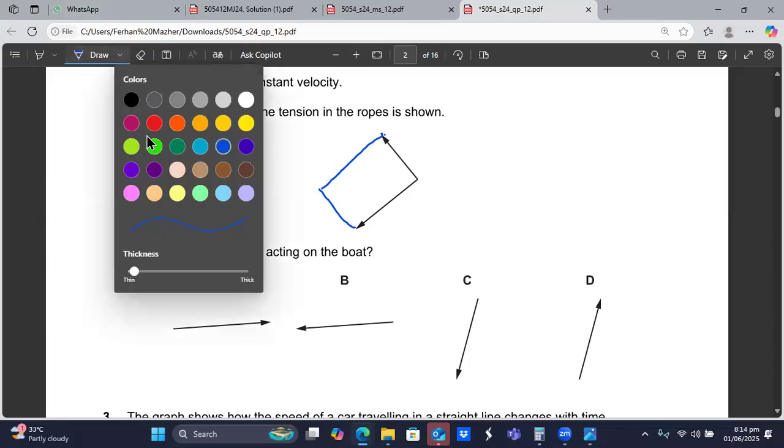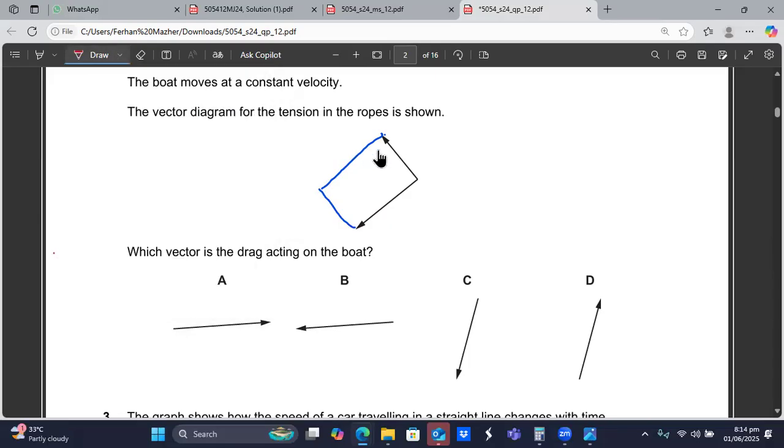Then the resultant vector will be where the tails are joined. When you use the parallelogram law, you put the vectors in such a way that the tails are joined together, and then you complete the parallelogram. You suppose that these 2 vectors are the adjacent sides of a parallelogram. Where the tails are joined, you join that point with the opposite corner of the parallelogram, and that is your resultant vector. So the resultant vector should be in this direction. Therefore, which vector is the drag acting on the boat? That is the resultant force of those 2 forces.